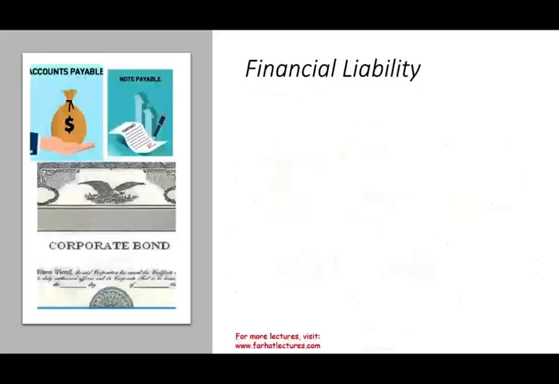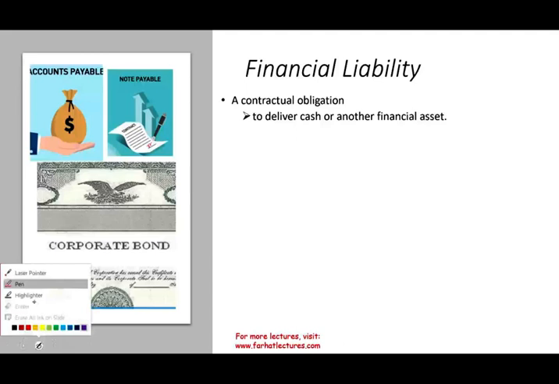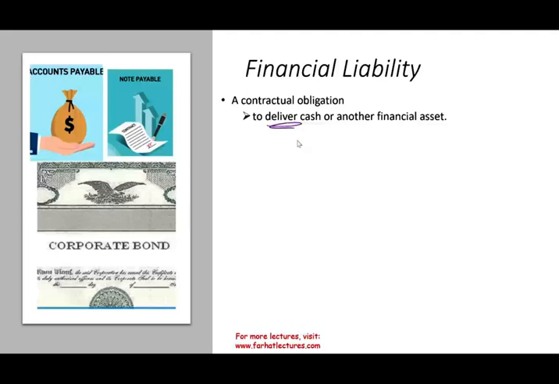Let's talk about a financial liability. Well, a financial liability is a contractual obligation to deliver cash or another financial asset. Think about when you sell a bond, when you raise money using bonds, guess what? You're going to have to pay interest. You're going to have to transfer or deliver cash to another party. The financial asset holder is the one that would receive the cash. You would have a financial liability. Why? Because now you need to pay the cash.